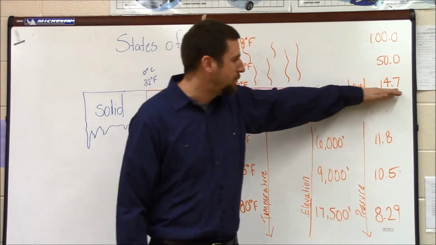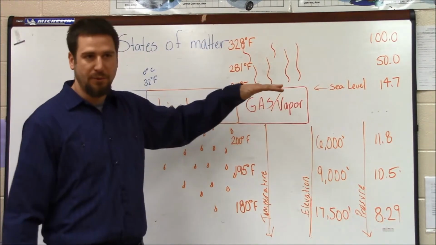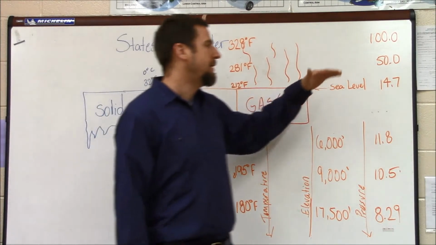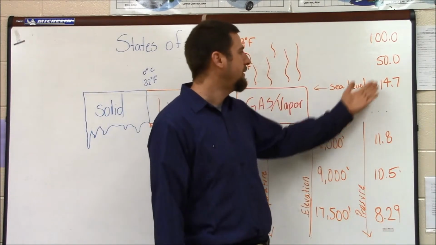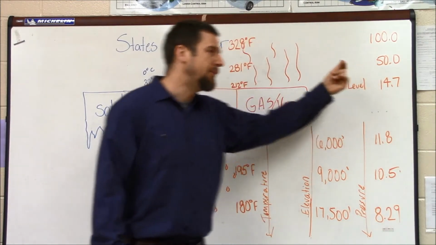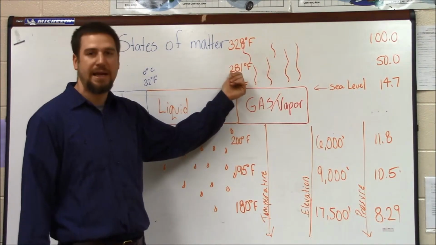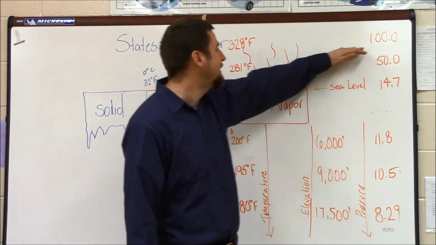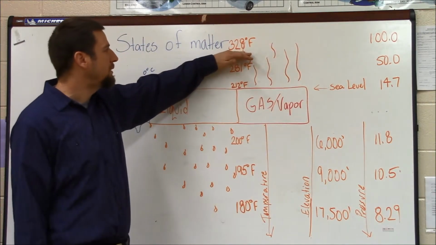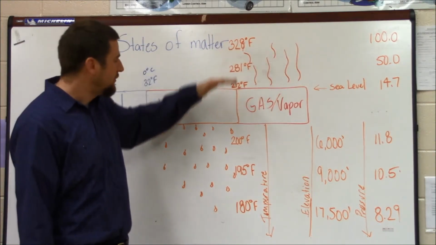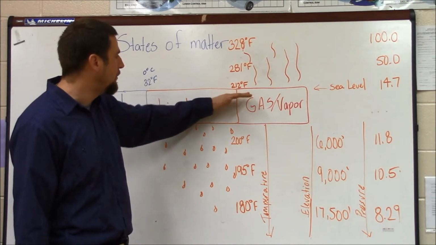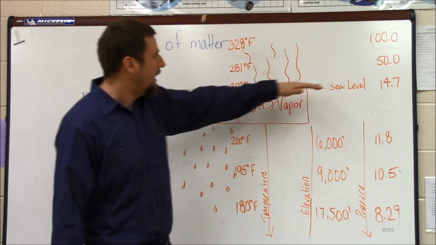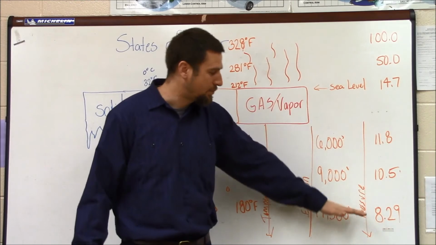Remember, sea level 14.7 psi. We're all very familiar with that. That's what we're feeling right now. Water's boiling at 212 degrees Fahrenheit. If we increase pressure, okay, to 50 psi, the boiling point of water is going to happen around 281 degrees Fahrenheit. If we increase it even more, all the way up to 100 psi, we bring the boiling point of water up to 328 degrees Fahrenheit. So we see a dramatic change in the boiling point, or the point where liquid water is going to change into a gas, as pressure increases and as pressure decreases.